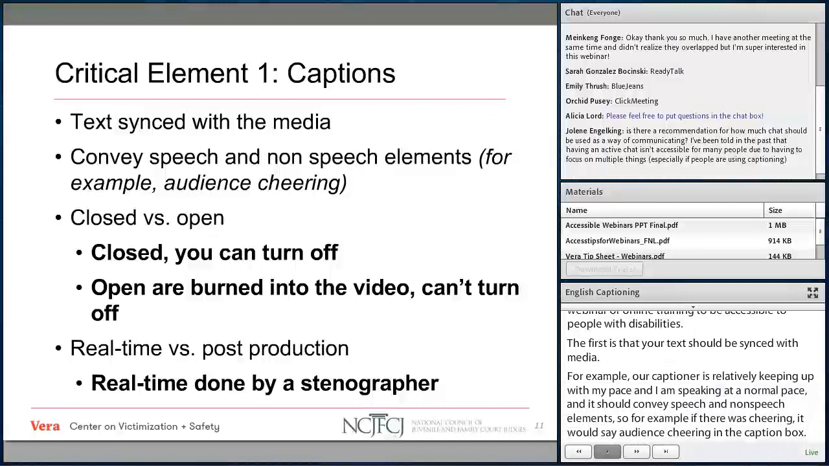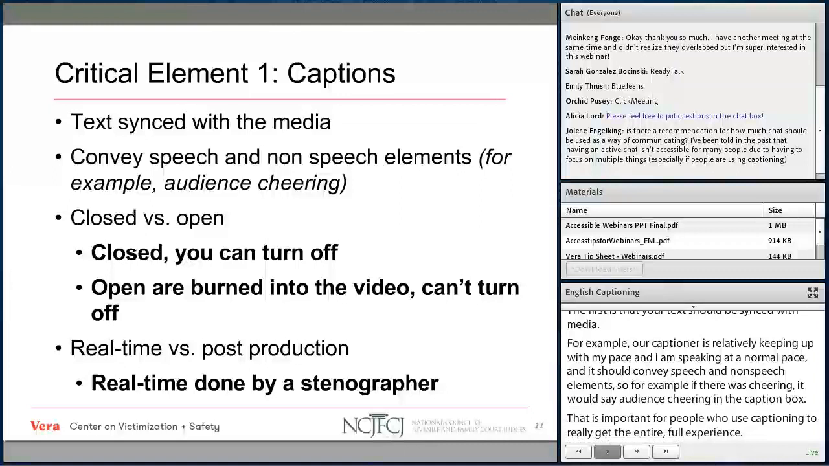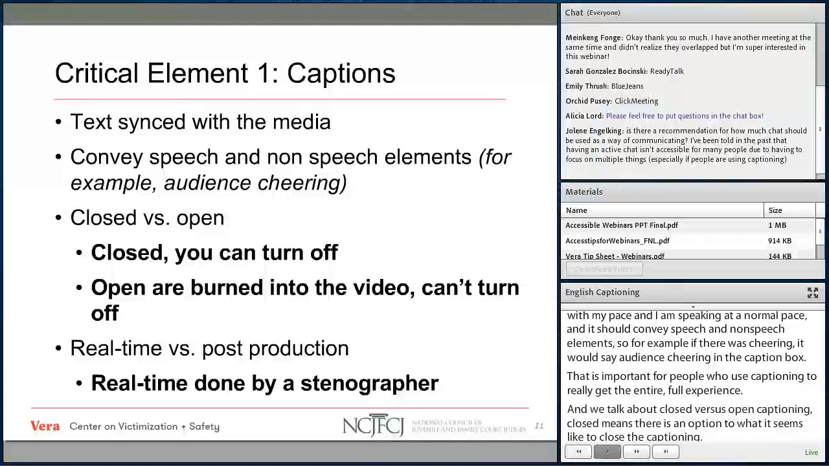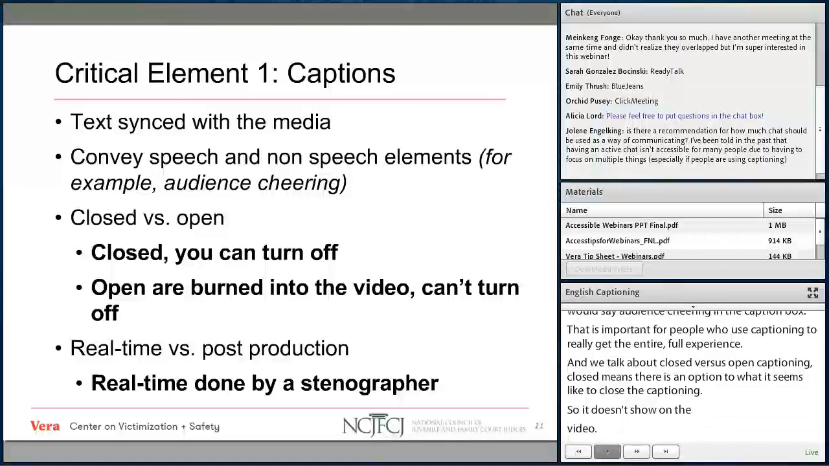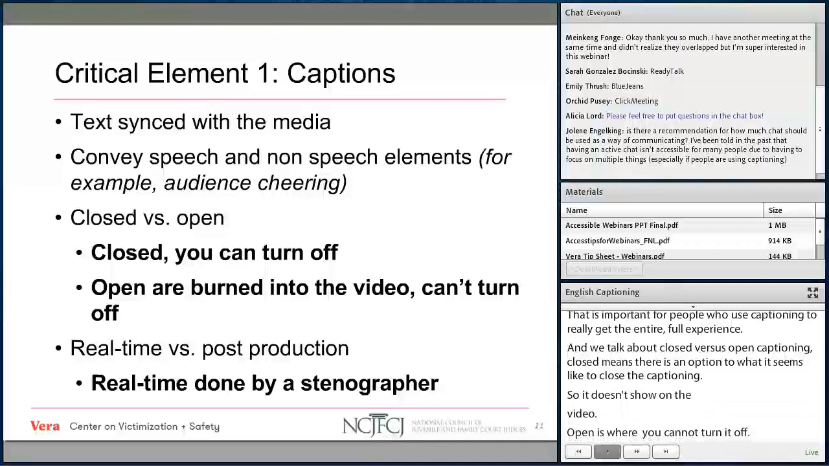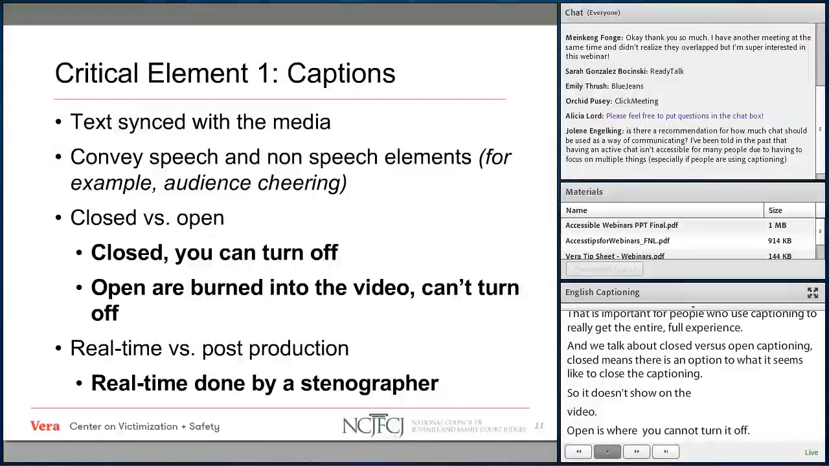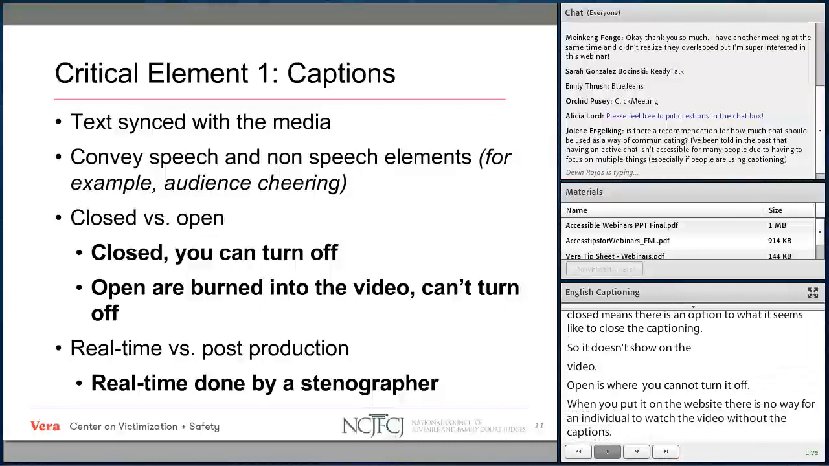And then when we talked about closed versus open captioning, closed means that there's an option to close the captioning so that it doesn't show on the video. Open is where it's burned into the video and you can't turn it off. So when you put it on the website, there's no way for an individual to watch the video without the caption. Typically, in our webinars, we use open captioning, meaning that it's burned into the video. There's no way to close it. When you watch the recording, you get the captioning.